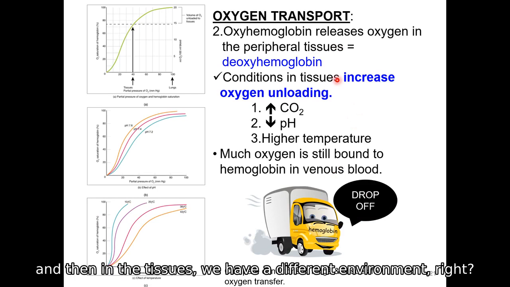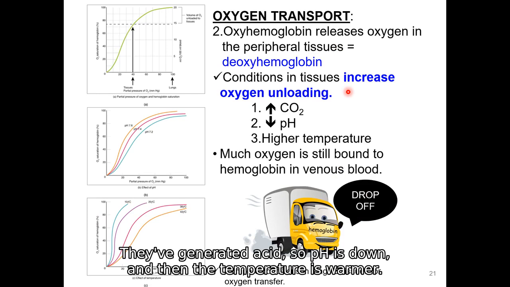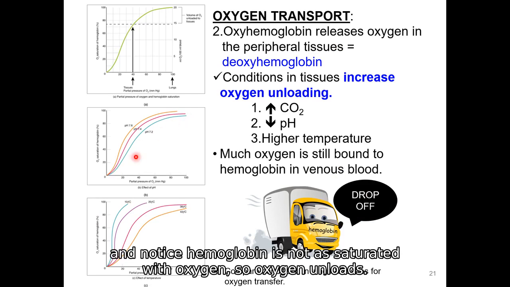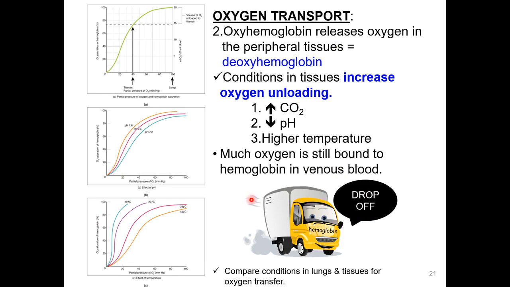And then in the tissues, we have a different environment, right? Those tissues are making carbon dioxide, so that's gone up. They've generated acid, so pH is down, and then the temperature is warmer. So now we're on this side of the curve, and notice hemoglobin is not as saturated with oxygen, and so oxygen unloads. Like I said, it's not magic, it's just the perfect conditions for what we need.